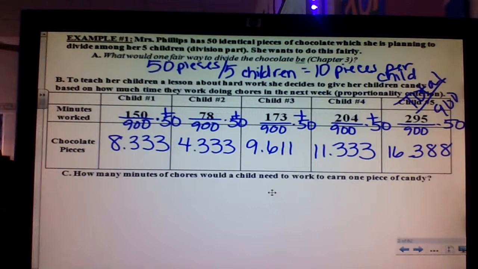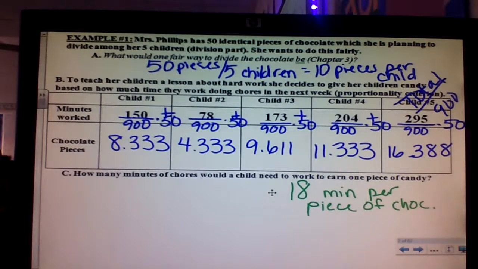Okay. How many minutes of chores would a child need to do to earn 1 piece of chocolate? How'd you get that? I agree, it's 18. 18 minutes per piece of chocolate. Could you show us how you got it? No, hold up, I'm trying to think about it. Think about how I got 10 pieces per child.